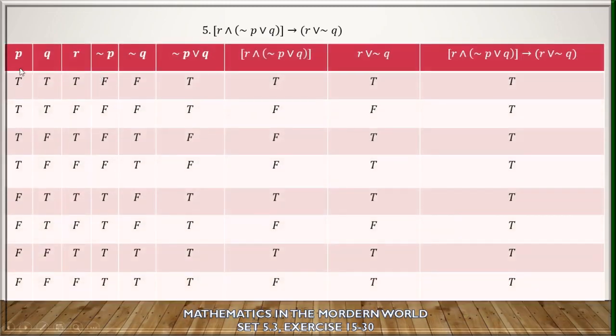Now we will go to number 5. So we have the conditional of the conjunction of R and the disjunction of not P or Q, then the disjunction of R or not Q. So we have this table. In this table, we have P, Q, R, not P, not Q, the disjunction of not P or Q, the conjunction of R and the disjunction of not P or Q, R or not Q, and this is the conditional.